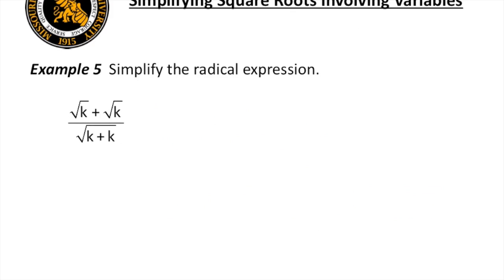To simplify the radical expression in example 5, I need to apply the order of operations. First, notice in the numerator, we will need to add the 2 square roots. And we can add the 2 square roots because the expression underneath each square root is the same. So, adding the 2 terms in the numerator, 1 square root k plus 1 square root k results in 2 square root k. Adding the expression underneath the square root in the denominator gives us the square root of k plus k, which is 2k.